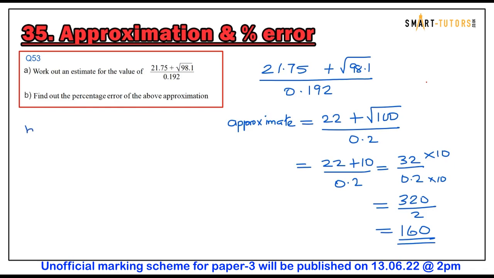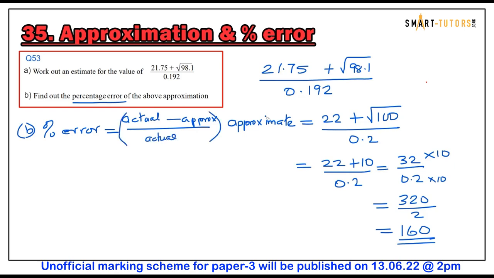Now the B part of the question: find the percentage error. They might ask this. Percentage error is the actual answer minus the approximate answer, over the actual, times 100. So this is what you need to find first. The actual answer, I have no idea, so we need to press the calculator.